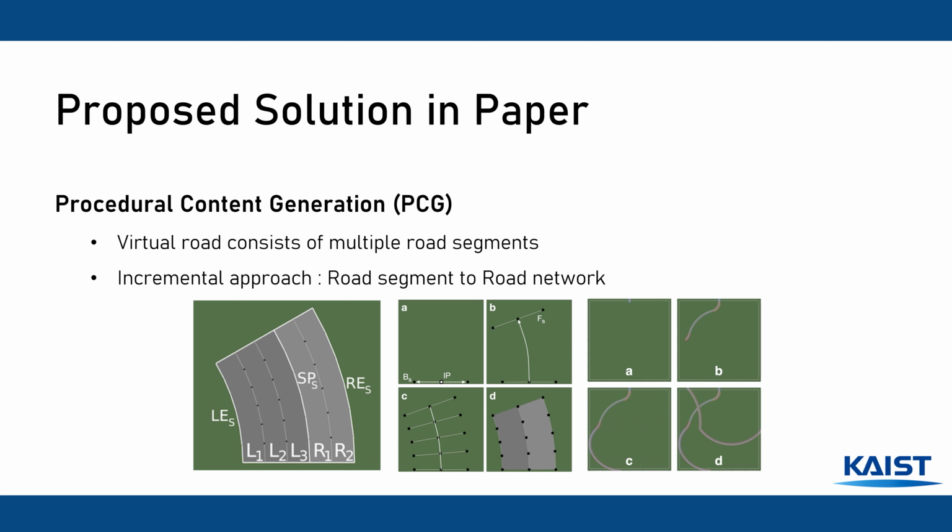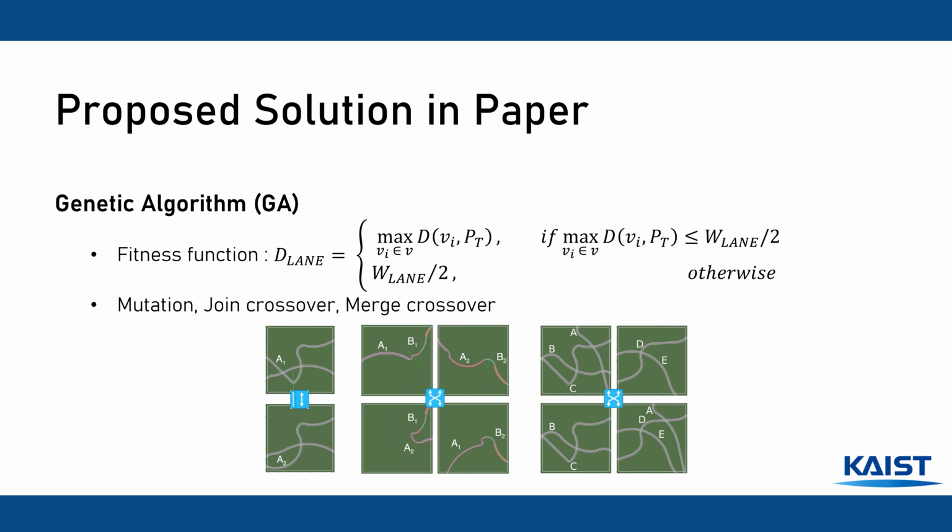Second, GA is a meta-heuristic method to improve the test data. Third, we evaluate the fitness of a road map by using this fitness function. The fitness value is determined by the maximum offset from the center of the road during the driving. This value is bounded to half of the road width. Then, it improves the road map using three methods: mutation, join crossover, and merge crossover. The three figures below show examples of the mutation and crossover methods.